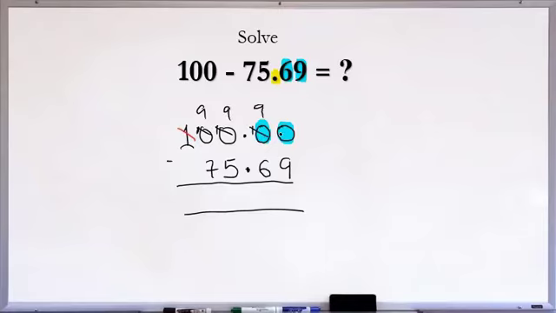Bring the 1 here. Out of 10, we have a 9. And then we have 1 here. Make it a 10. 10 minus 9, it's a 1. 9 minus 6, 3. We have decimal point, decimal point, decimal point. 9 minus 5, it's a 4. And 9 minus 7 will give us a 2. So our answer here will be what? Our answer here is 24.431. Beautiful.